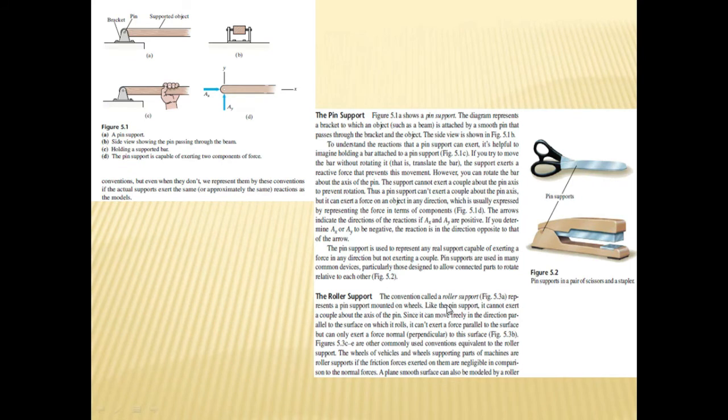So the conventional roller support represents a pin support which is mounted on wheels. Again, that is what I am trying to say. Whenever a pin support is there, it will be mounted on small wheel-like structures. It can be metallic wheels also. It can move freely in the direction parallel to the surface on which it rolls. It means if we put rollers over here, then it can translate along x and y if a roller is here. What is he trying to say? The same thing over here.